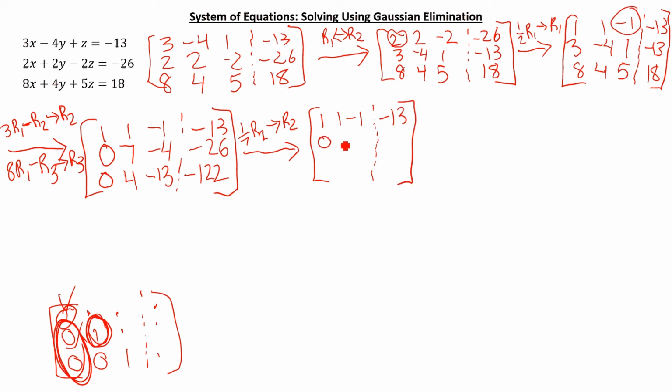0, and then 1 over 7 times 7 is 1, and then 1 over 7 times negative 4, that's negative 4 over 7. Don't try and put it in your calculator and get a decimal, just leave it as a fraction. You can reduce it if you can, if not, then just leave it alone. And then negative 26 divided by 7, negative 26 over 7. Now, the last row we did not do anything to.